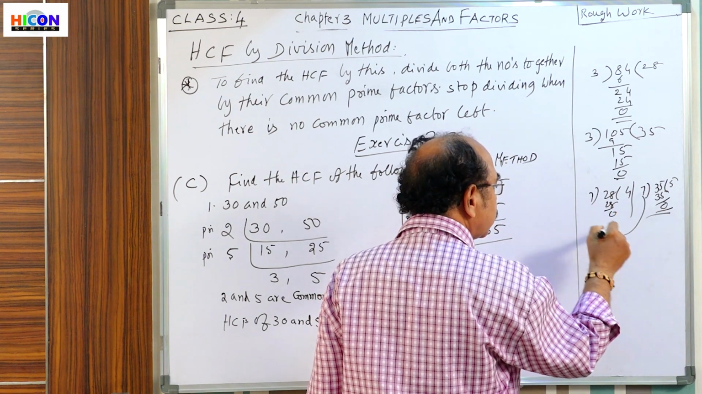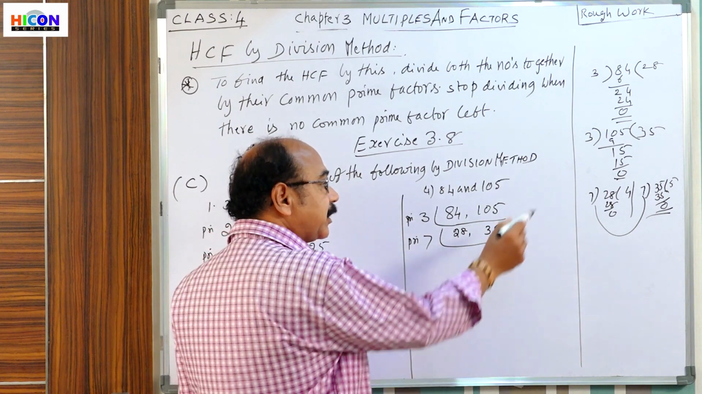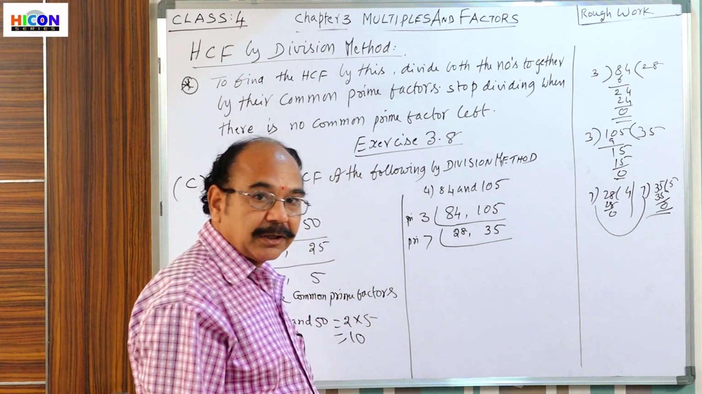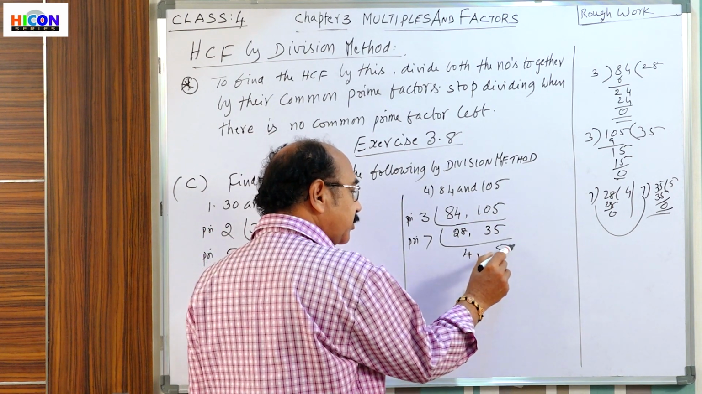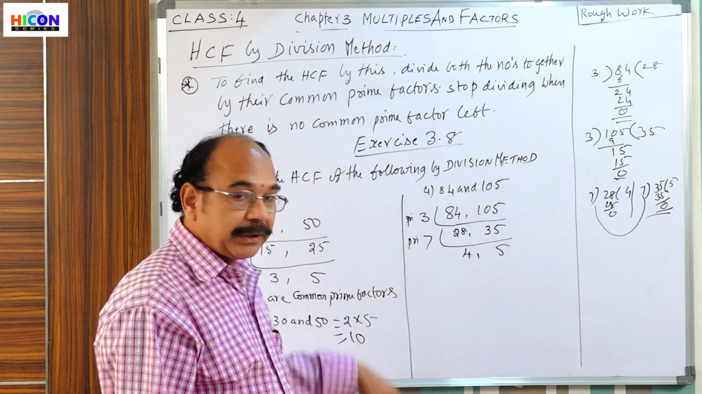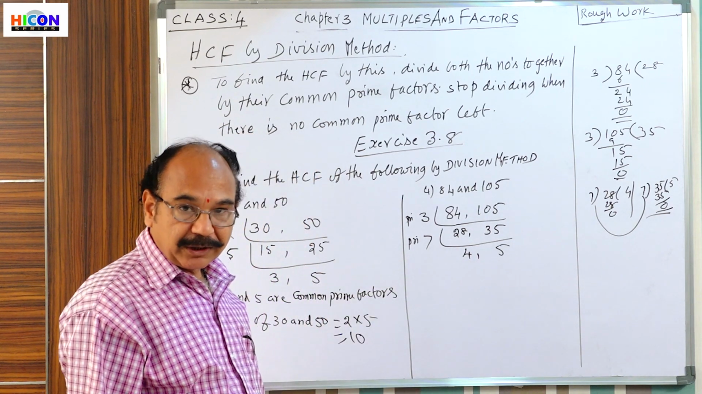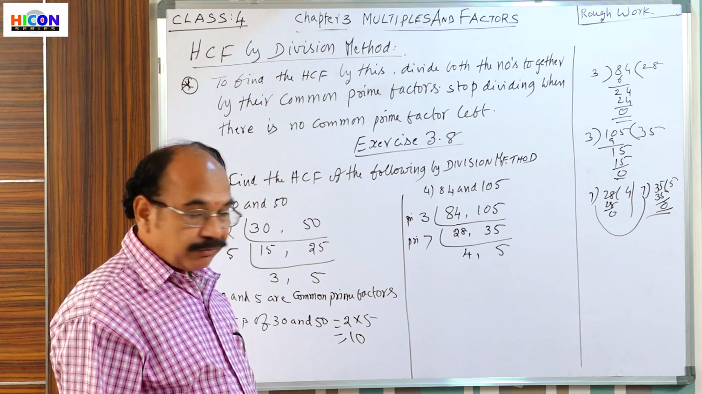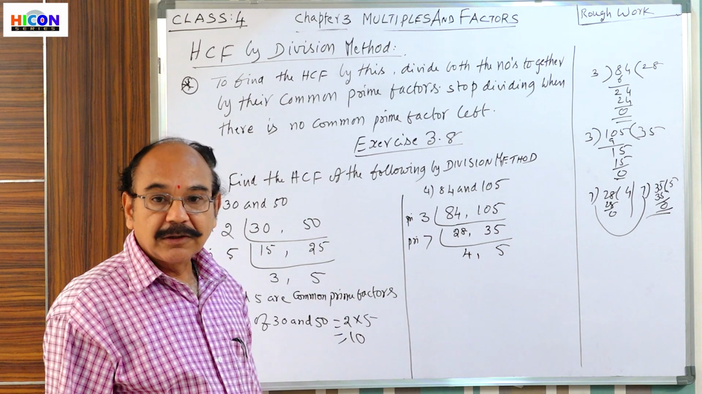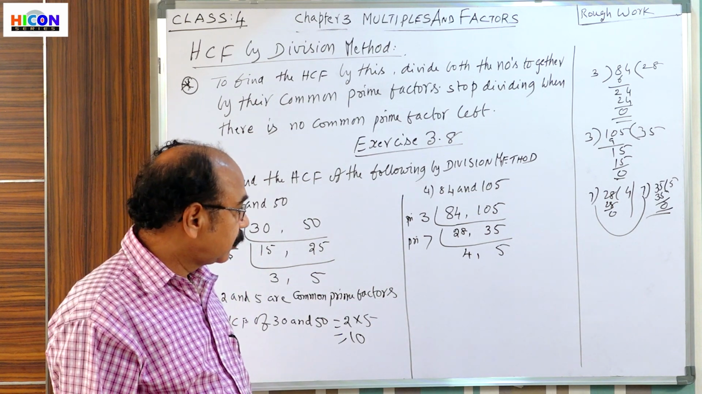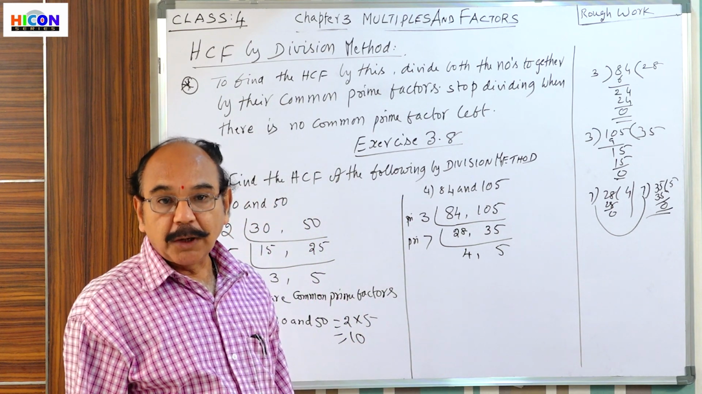7 is common. So here you can select 7 as a common prime factor. 7 fours are 28, 7 fives are 35. Stop here. Why? Because in 4 and 5 there is no common prime factor. Only 3 and 7 are the common prime factors.